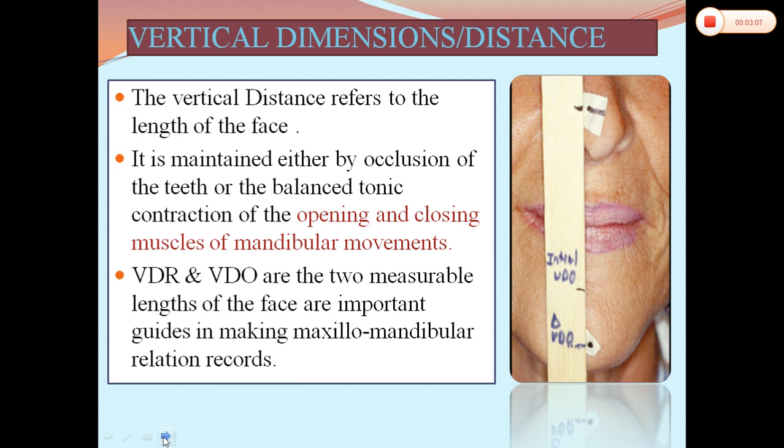Coming to the vertical dimensions and distance, the vertical distance refers to the length of the face. It is maintained either by occlusion of the teeth or the balanced tonic contraction of the opening and closing muscles of mandibular movements. Vertical dimension at rest and vertical dimension at occlusion are the two measurable lengths of the face and are important guides in making maxillomandibular relation records.